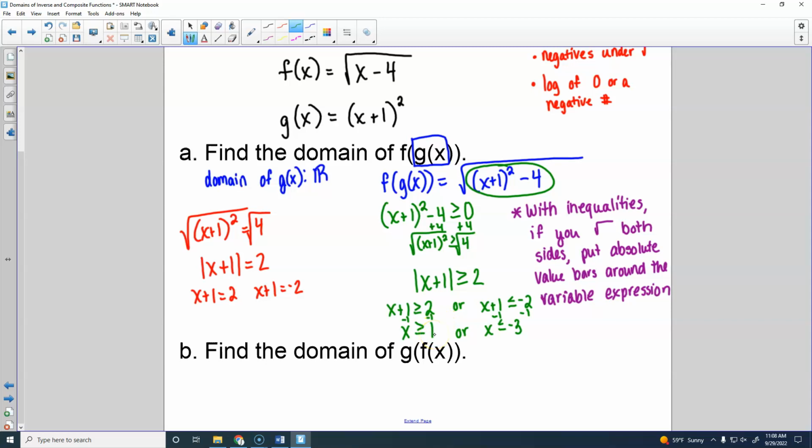So we need to consider the domain of g. Domain of g had no restriction, so it's not really going to affect anything, right? And the domain of f of g of x, so this is our domain right here. If you think about what this looks like, you've got numbers greater than or equal to 1 and less than or equal to -3. So if you wrote that in interval notation, it would be -infinity to -3 and 1 to infinity.